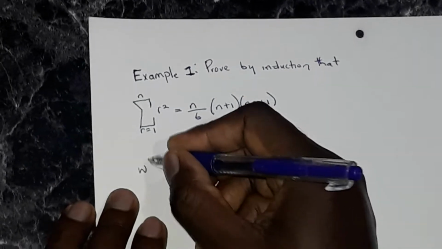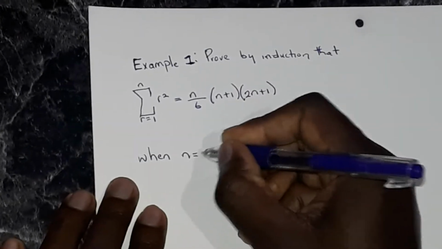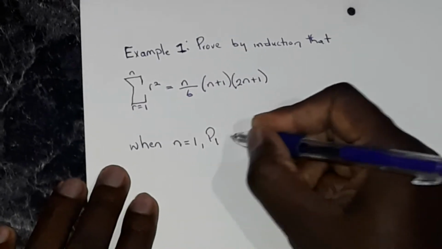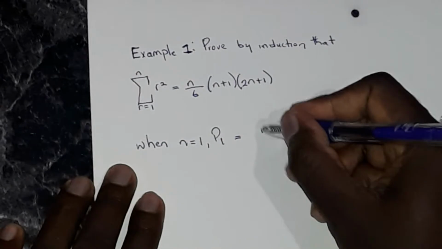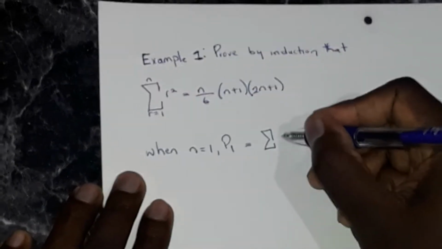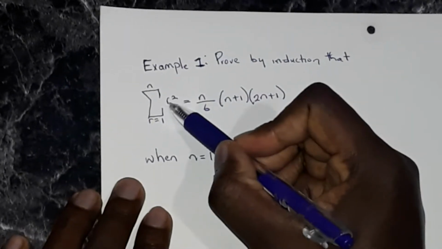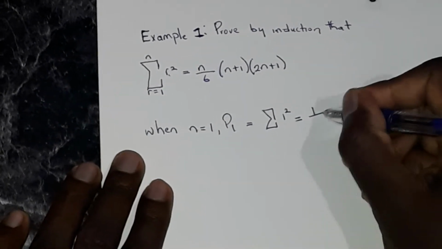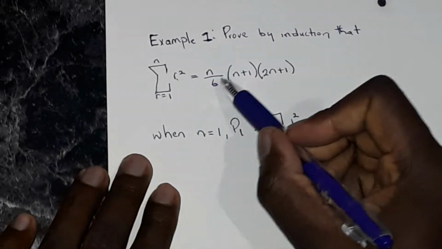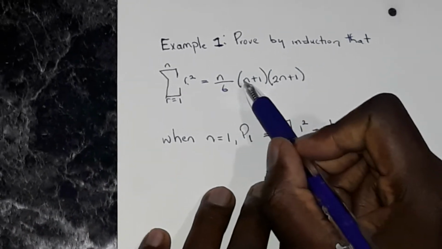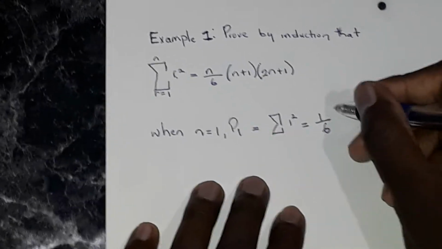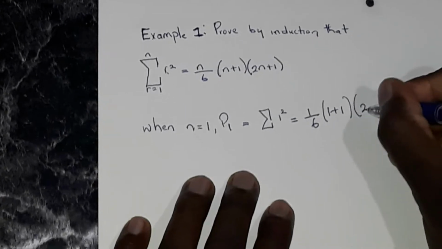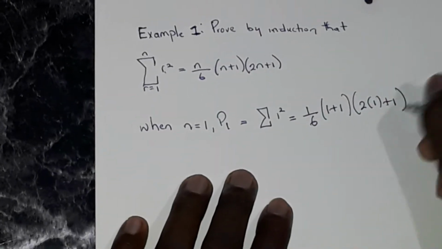So when n equal 1, P of 1 will be equal to the sum of 1 squared, because we put 1 into r squared, equal to 1. And on the right side, 1 over 6. So we're gonna put 1 wherever you see n on the right hand side. So this will give you 1 plus 1, 2 times 1 plus 1.